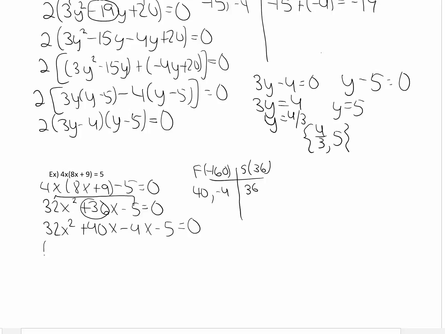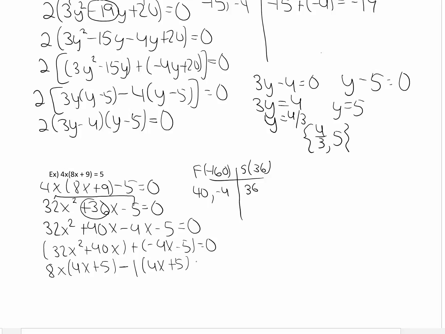All right, so I'm going to group the first two terms, and I'll group the last two terms. So I can factor out an 8x from the first two terms. Now the last two terms, the only greatest common factor they have is a 1. Notice they're both negative, so I'm going to factor out a negative 1. So factor again.